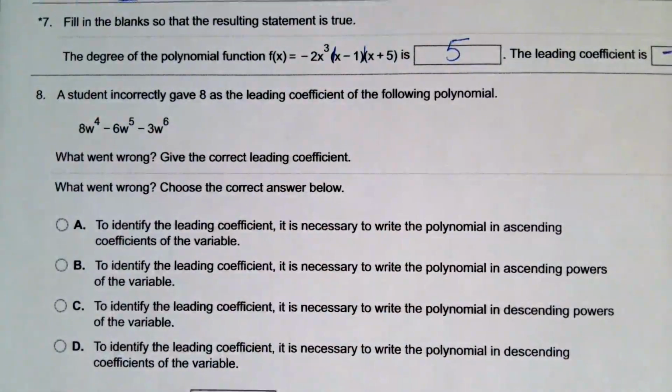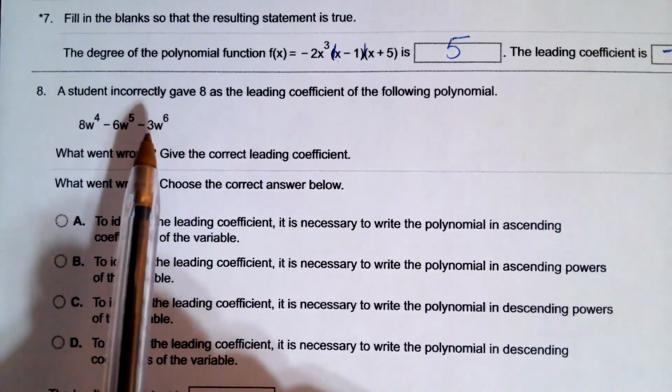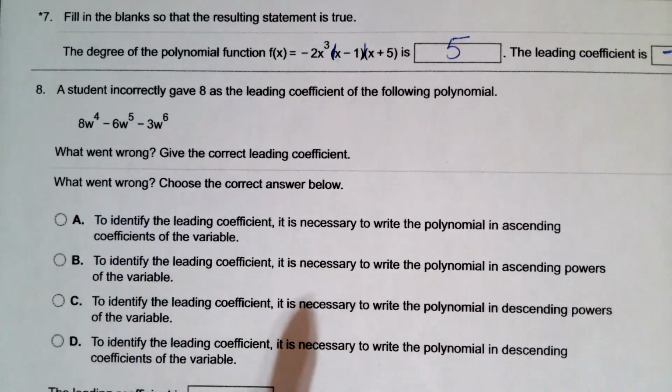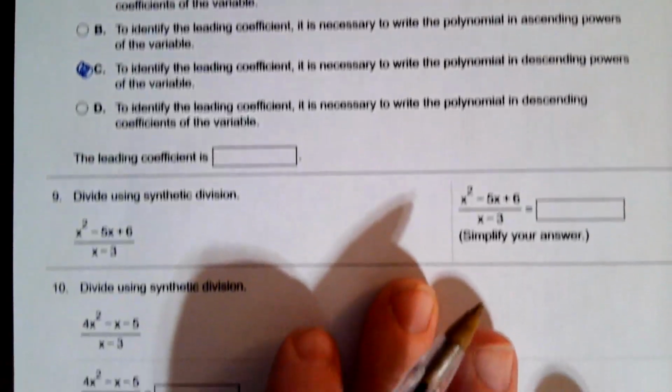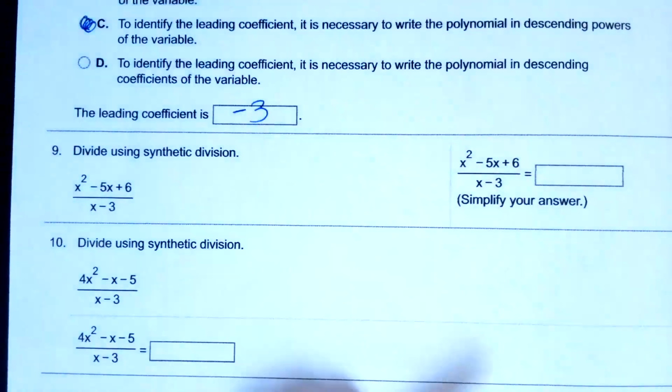Number 8, the student incorrectly gave 8 as the leading coefficient of the polynomial. What went wrong? Well, what's the highest power? 6. So what's the leading coefficient? Negative 3. So number 8, the answer is C. To identify the leading coefficient, you need to write the polynomial in descending powers. The leading coefficient here is negative 3.